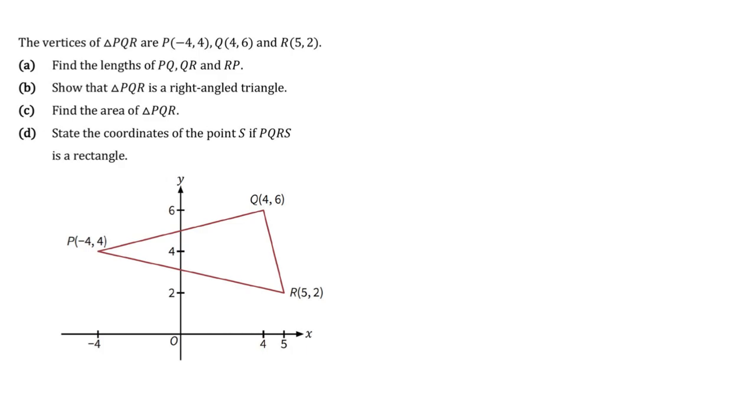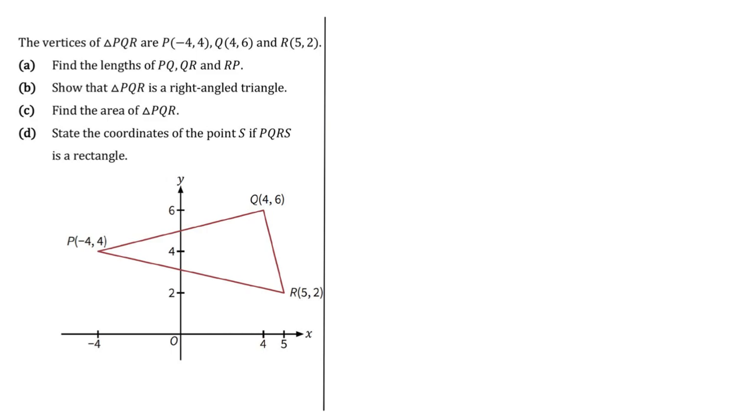Because we know that it's a right angle triangle, it becomes pretty straightforward to find the area of triangle PQR. And for part D, to state the coordinates of this point S, whereby PQRS is a rectangle, this one will require us to look at the diagram itself later on. So without further ado, now that we know the approach to solve this problem, I will first start off with part A of this problem.